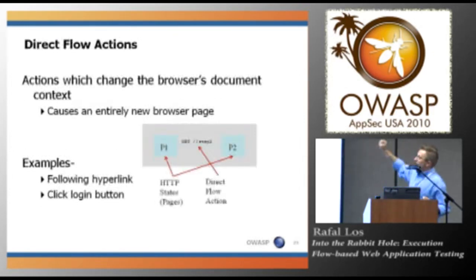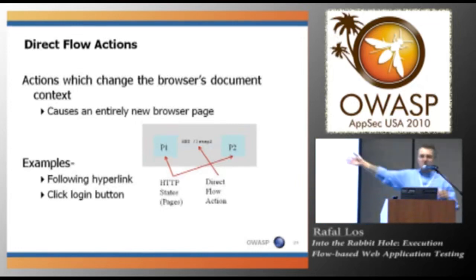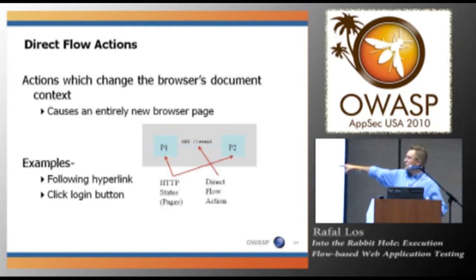Now, direct flow actions. Actions which change the browser's document context. So this is a completely and entirely new refresh of the DOM, an entirely new browser page. So you get a full frame refresh, right? Your browser goes blank for a second. So an example, you follow a hyperlink or you click on a login button, something happens, you get a totally new page, and you get a diagram, looks something like this, right? You get a P1 where you started, a P2 where you ended up, you get a line between them, you get a page, and the HTTP states are the two pages, and a direct flow action is the line between them. And this is about as basic as it gets.